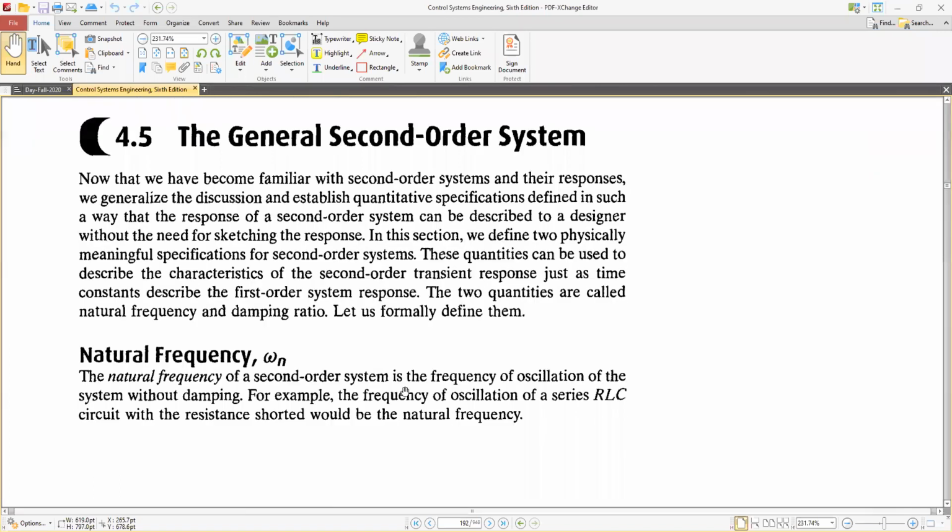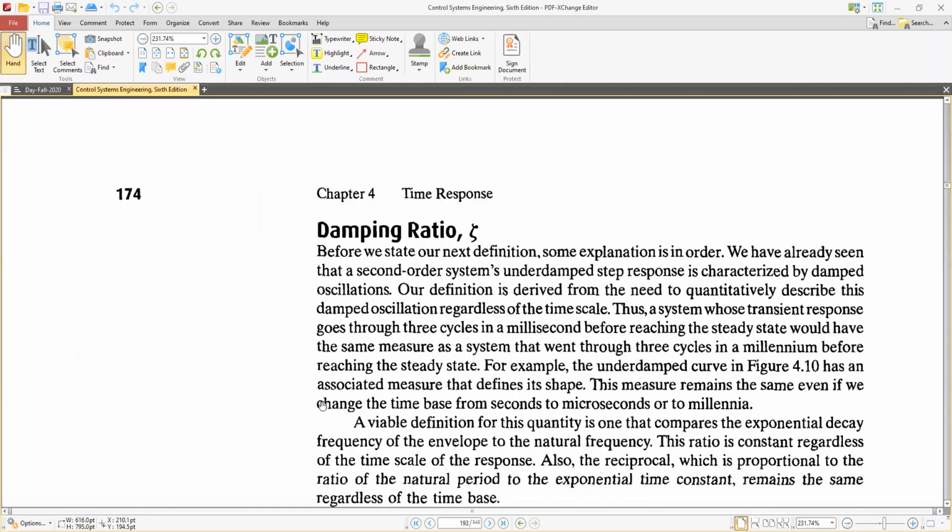So here, two things would come. Natural frequency, omega n. What is the natural frequency? The natural frequency of a second order system is the frequency of oscillation of the system without damping, that means continuously without any blockade. For example, the frequency of oscillation of a series RLC circuit with the resistance shorted would be the natural frequency. So we consider the natural frequency as omega n.